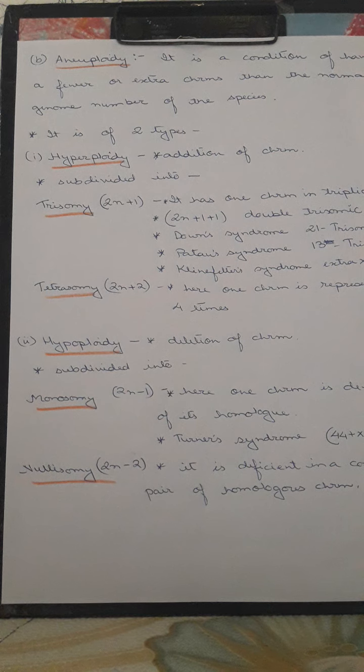Got it? Then if the chromosomes are deleted, then we call it hypoploidy. It is again of two types, monosomy, 2n minus 1, and nullisomy, 2n minus 2. If one chromosome is being removed, or a homolog consists of only one set, then it is known as monosomic condition. For example, Turner syndrome, which has one less sex chromosome, okay, that means here 45 chromosomes will be present. Nullisomy means here 2 chromosomes are missing, that means the chromosome number will be 44, okay.